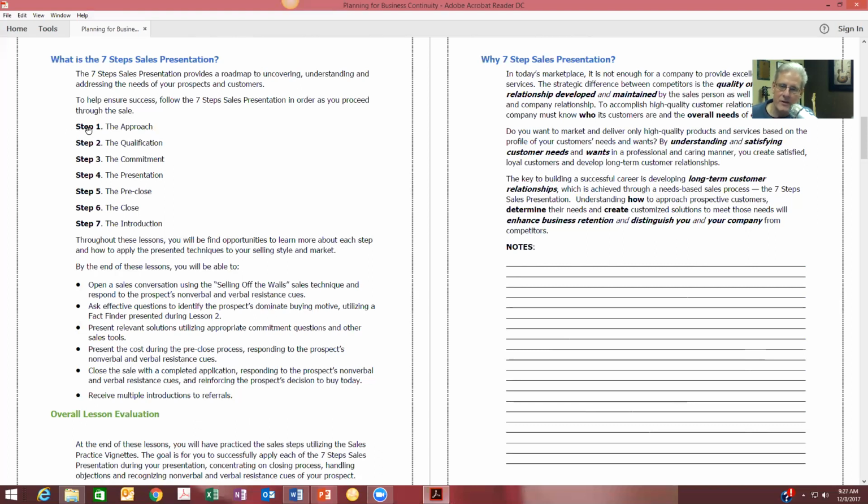And the sales presentation isn't about the product. The sales presentation is about illustrating how the benefits of the product or service are going to solve their problem. People are interested in themselves. They're not interested in you, and they're not interested in your product. They're interested in the benefits they get if they were to invest in your product or service. And that's what the 7-step sales presentation is about. So in step 4, you learn how to do that presentation. You learn how to incorporate all the advantages of the approach, the qualification, and the commitment into your sales presentation.